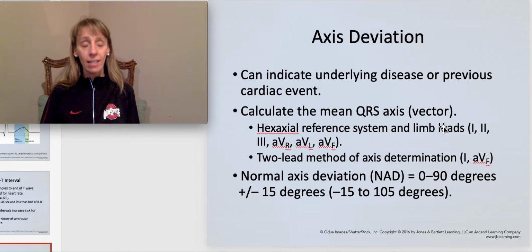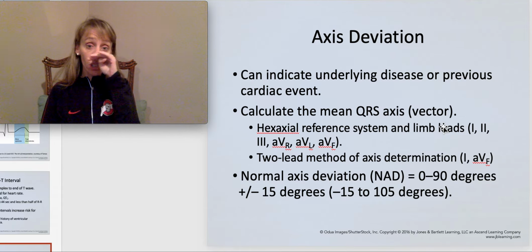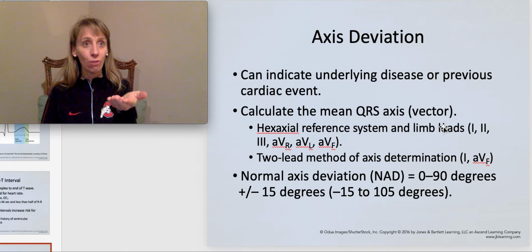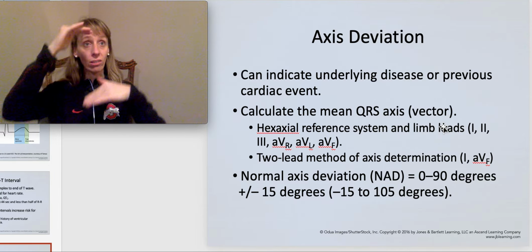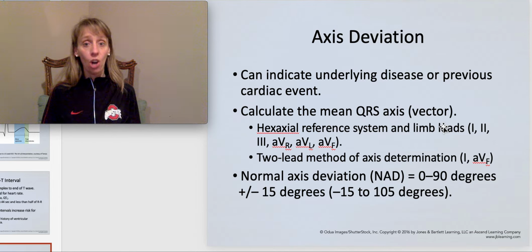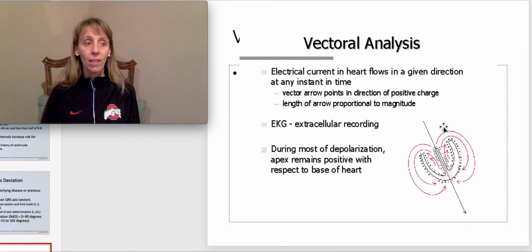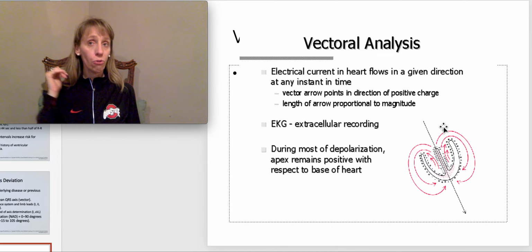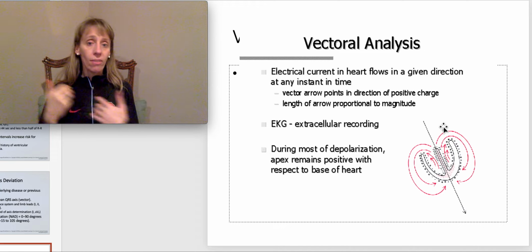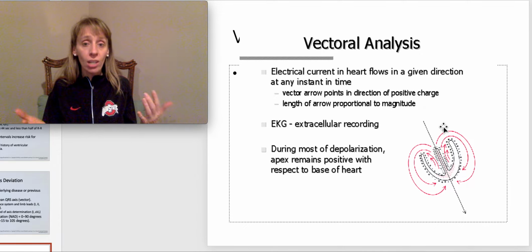We want to look at someone's axis because there's a reason for the axis to be shifted left or right. In order to determine axis deviation, we're going to look at that hexaxial reference system that I brought up to you earlier, the hexaxial reference system that does Einthoven's triangle, leads 1, 2, and 3, augmented AVL, AVR, AVF. And I'm going to show you a really quick and easy way of doing the axis deviation. So again, what is axis deviation? Axis deviation is the direction that vectors are traveling in. The flow of the current that's moving, that's what the electrodes are recording. So we want to be able to look at the depolarization in healthy people.